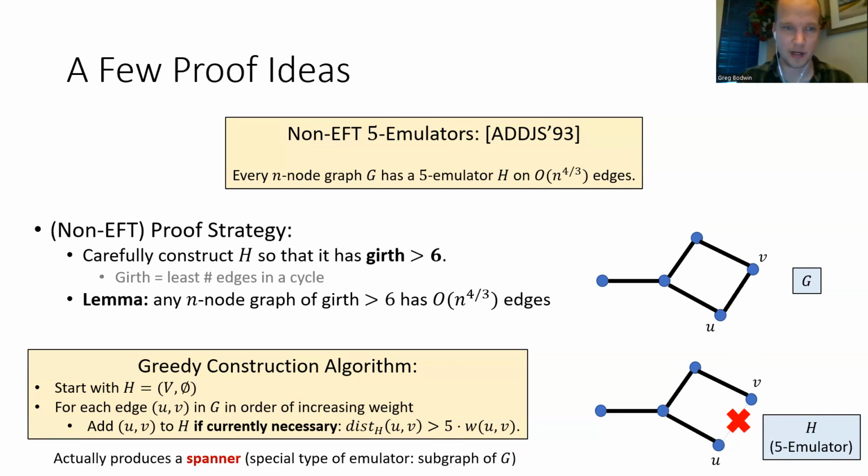I'll say 2 things about it. One is that you might notice this is actually doing something more specific than producing an emulator. It's producing a spanner, which is a special type of emulator that is a subgraph of the input graph. The other thing is that you can notice that this 4-cycle in the input graph didn't get closed in the emulator. We rejected its last edge. And if you want to see why this results in emulators of high girth, you can convince yourself through similar logic that it will never close a cycle of length 3, 4, 5, or 6. So therefore, its girth will be greater than 6.